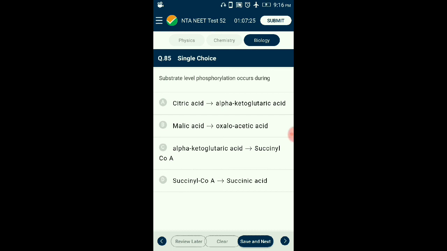So the answer is option D. Succinyl CoA is converted into succinic acid. During that time, substrate level phosphorylation takes place.